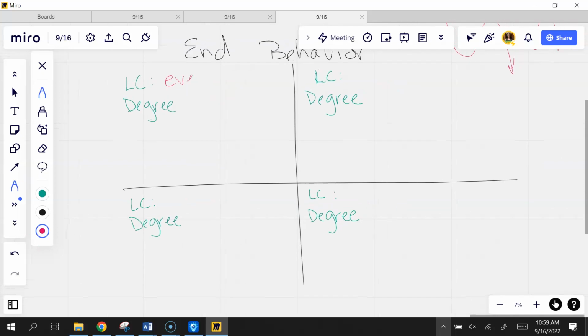So let's start putting even up top. It should go under degree, sorry. If the degree is even, depending on which way the ends go, is if that very first number is positive or negative. That's what makes the difference.